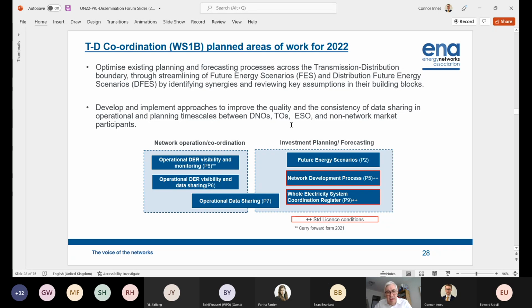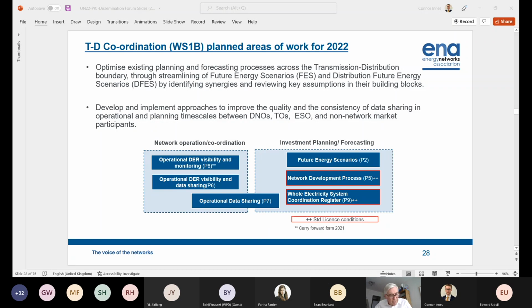And you'll notice that some of the products have a red line around them. I want to draw that to your attention, because we not only have our own objectives, the 2 that I've already described, but this leads to a 3rd objective in supporting the introduction of new license conditions in a consistent manner across all network companies. So we'll talk about that more when we look at the Network Development Plans and the whole electricity system coordination register.